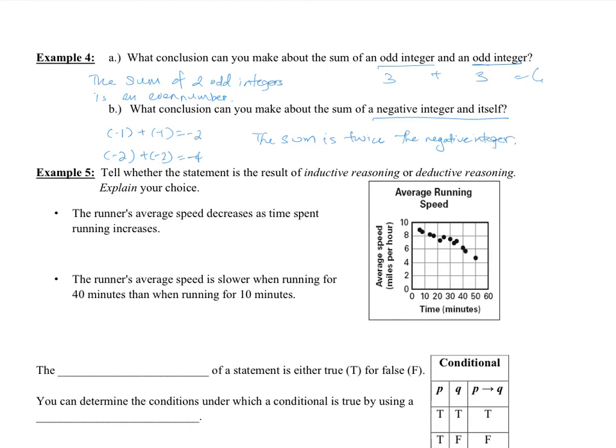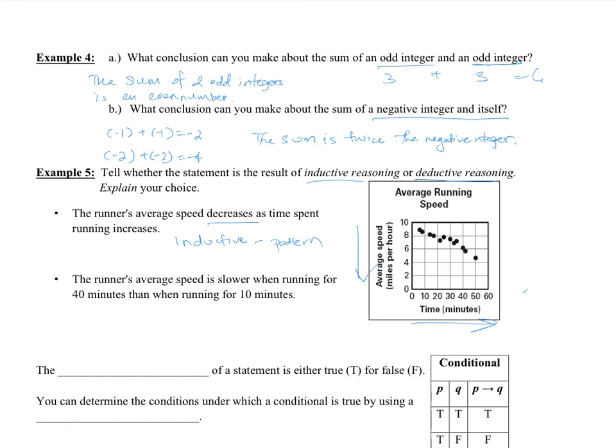Example 5. Tell whether the statement is the result of inductive reasoning or deductive reasoning. The runner's average speed decreases, so the speed decreases as the time spent running increases. So we're actually looking at this based on a pattern here. So we would say inductive for this first part because it's based on a pattern.